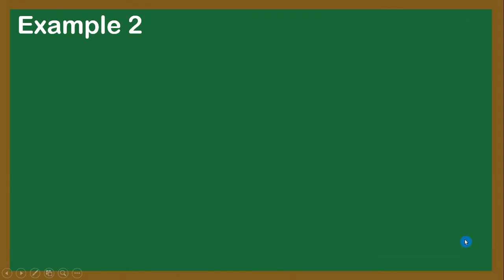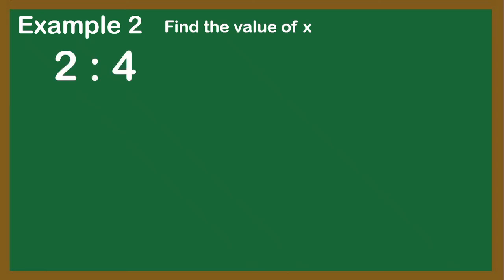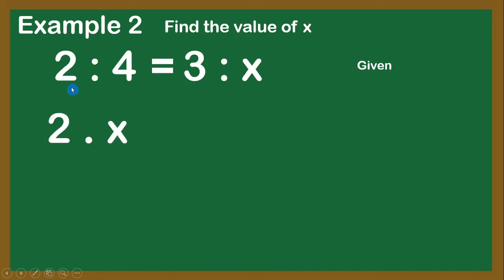Now let us have example number 2. Find the value of x. Now we are going to find the value of x using proportions. Let us use 2 is to 4 and 3 is to x. Writing it into a proportion by putting an equal sign, we have 2 is to 4 equals 3 is to x. That is our given. Now, since the product of the extremes are 2 and x, we will write it as 2 times x equals the product of the means. We have now 4 times 3.